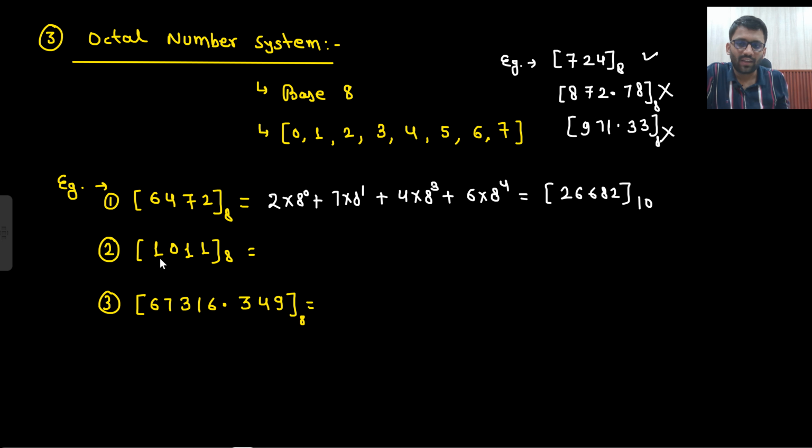If I have written 1011, will I say that the place value of 1 is 2 to the power 0? No, no, no. I will check the base. It seems like it is a binary number, but no, you need to check the base. Base is 8, so it is an octal number only. So 8 to the power 0 plus 8 to the power 1 plus 0 into 8 to the power 2 plus 1 into 8 to the power 3.